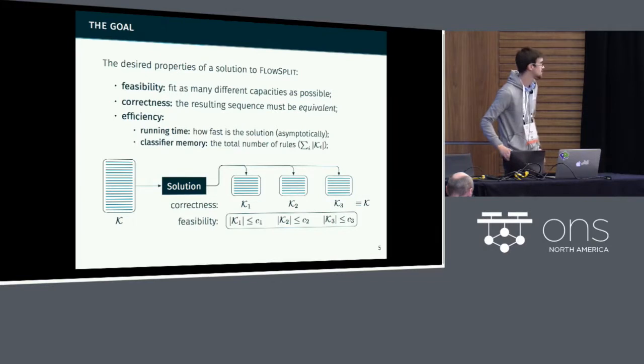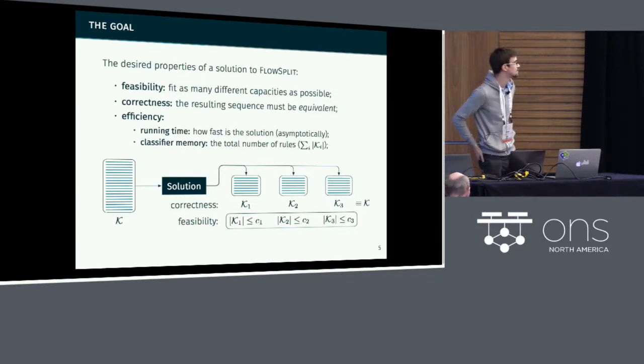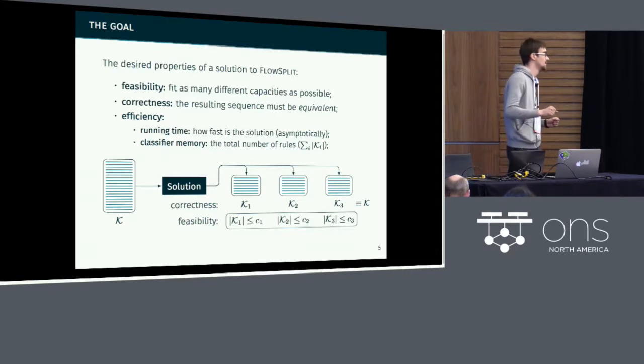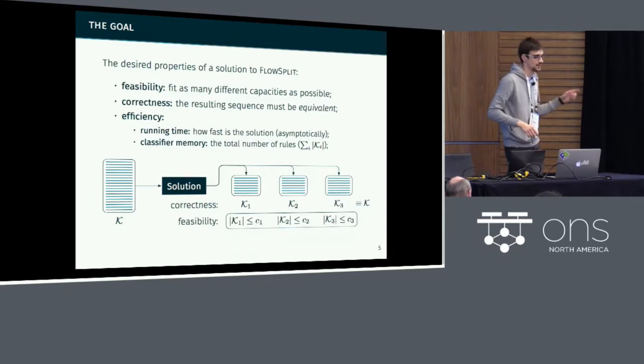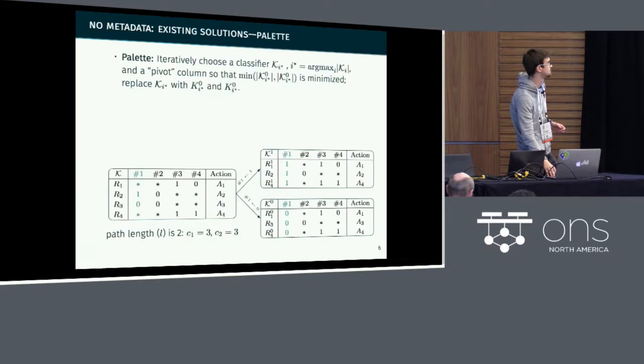So what do we want from our solution? We want it to be as feasible as possible, meaning that it must find valid splittings for as many different combinations of capacities as possible. It must be correct, so it must be equivalent, which, as we will see next, is not always the case with the existing solutions. And it should be efficient both in terms of the running time and in terms of the total classifier memory that it uses.